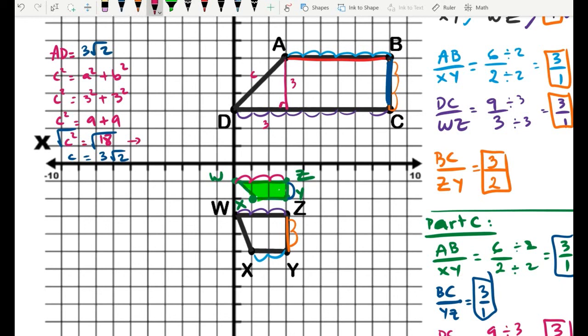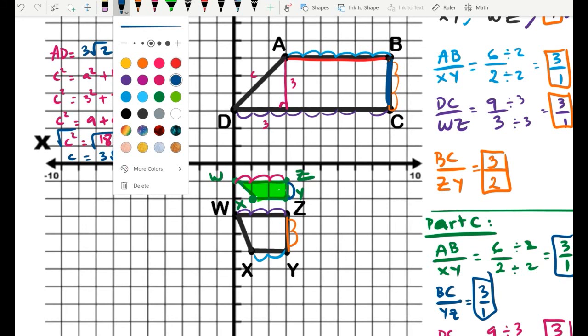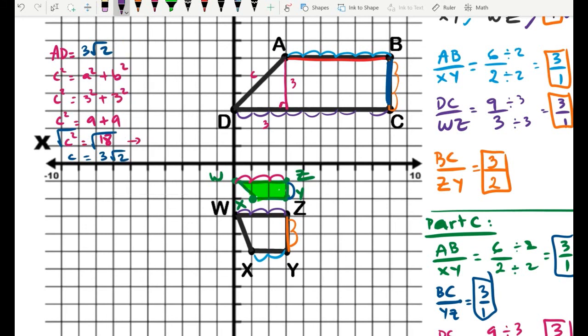Now we're going to look at WX. I need a different color. So this is going to be the right triangle right here. Each side length is 1. So C squared equals A squared plus B squared. That will be C squared equals 1 squared plus 1 squared. C squared equals 1 plus 1. C squared equals 2. And we take the square root on both sides. C equals square root of 2. So WX is square root of 2.